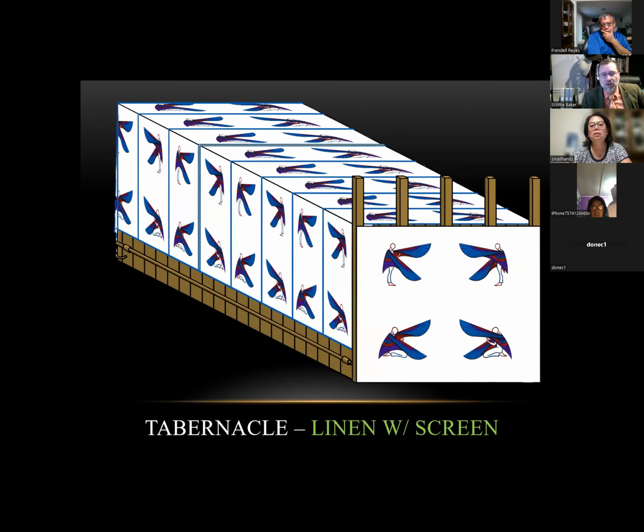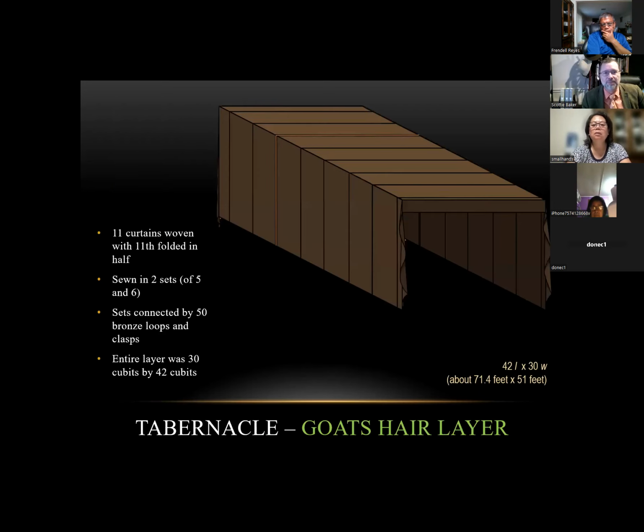Well, the linen was a beautiful layer. It also reminded them of the king and all those other things we talked about already. Over top of the linen was a goat's hair layer. The goat's hair layer was also woven in sets of 5, but this one had an extra 6th curtain, only half the size, that was supposed to hang over the front.